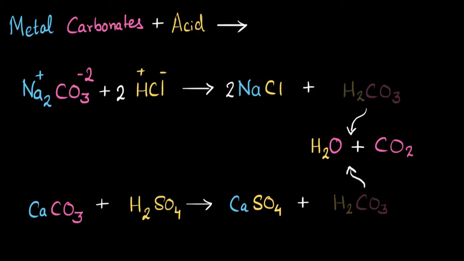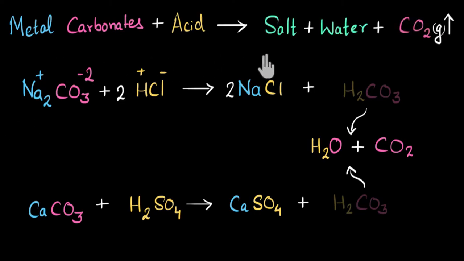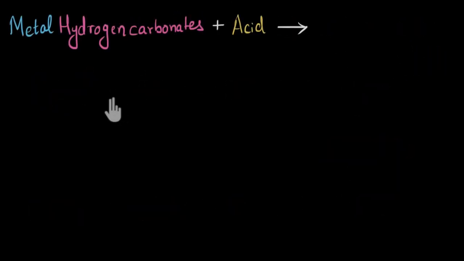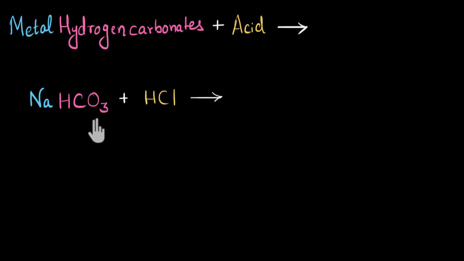Okay, so now we can confirm that a metal carbonate reacts with an acid to give us salt, water, and carbon dioxide gas is released. Let me write it out over here. A metal carbonate reacts with an acid to give salt, water, and carbon dioxide gas is released. Now let's react metal bicarbonate or metal hydrogen carbonate with an acid. For this, I have an example. I'm taking sodium hydrogen carbonate, NaHCO3, and I'm going to react it with hydrochloric acid. This is also going to be a double displacement reaction. The ions will exchange position.